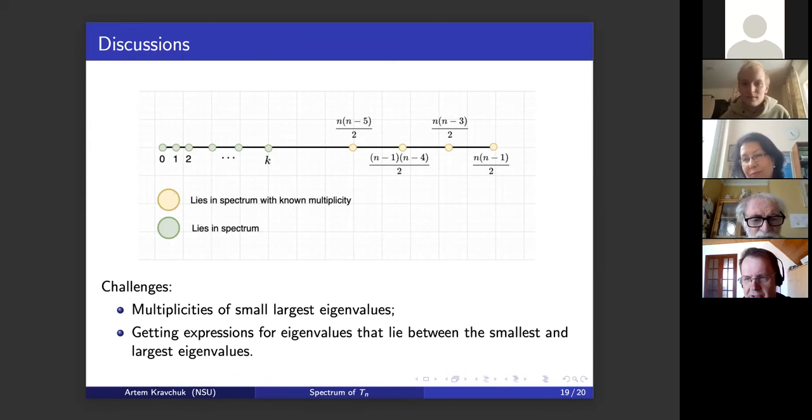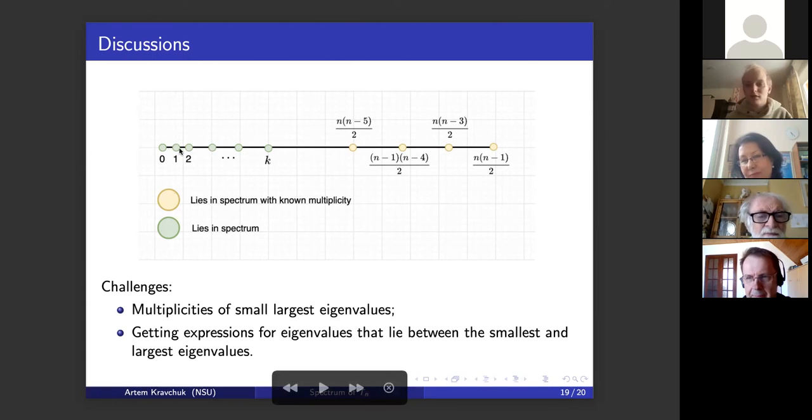So there is no pattern which you can find. Even for 0, the multiplicity is difficult. 0, 1, 2, and so on. It's easier to find a pattern for the largest eigenvalues, but it's difficult to find it for the smallest eigenvalues.